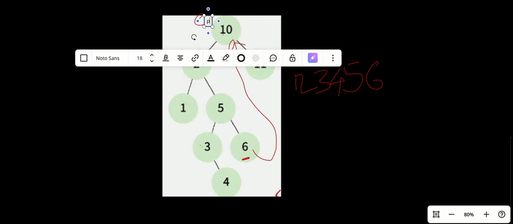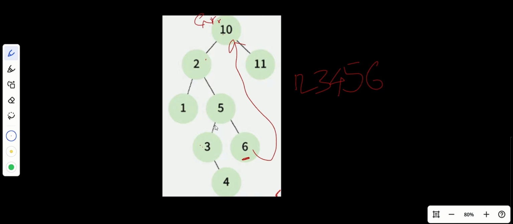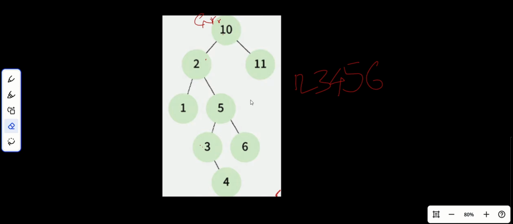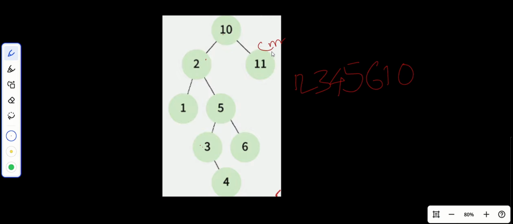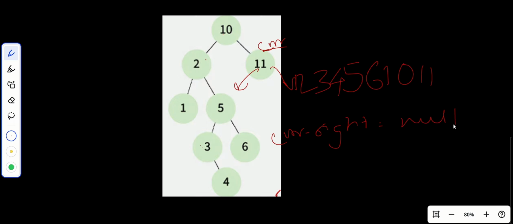So 6 is pointing to 10, so we'll remove this particular pointer, and we'll note down the value of the current node, and we'll go to the right of it. So here we'll check for left. Left doesn't exist, so we'll take down the node value, and we'll go to right. So here current dot right is equal to null. So we reach null. Whenever we reach null, there we stop the while loop.